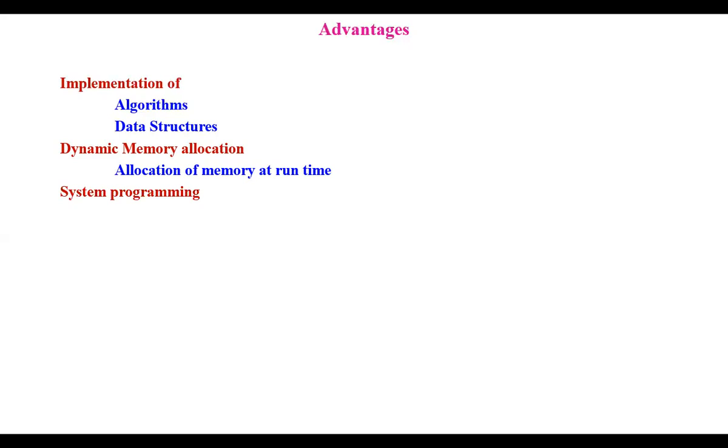System programming. Basically, the C language itself was developed to develop an operating system called Unix. So the Unix operating system is one which is developed with this. Next comes disadvantages. Even though it has all the advantages, it has a few disadvantages also. And let us see what.